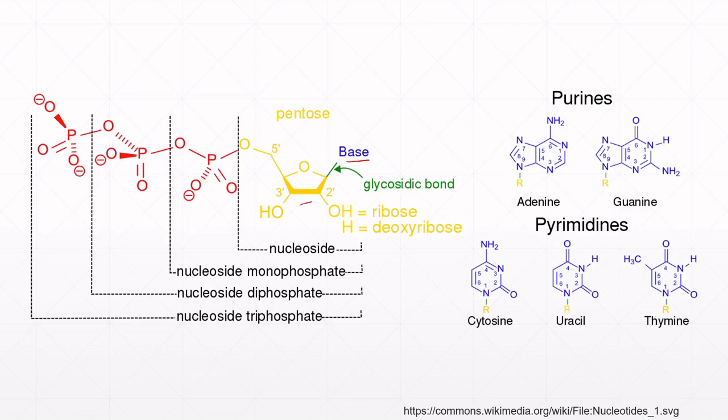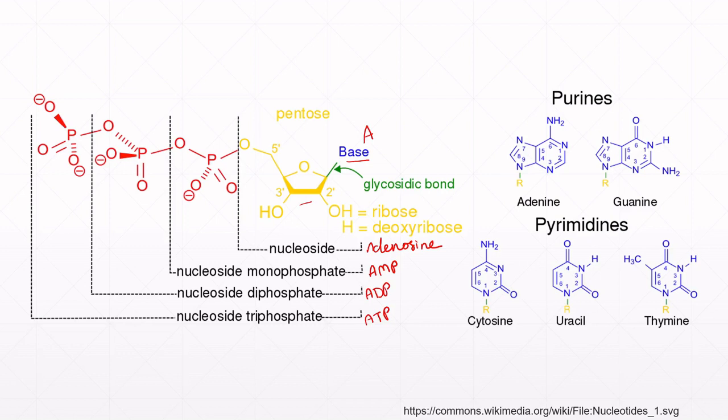For example, if the nitrogenous base is adenine, then the nucleoside is called adenosine. And if there is one phosphate, it is called adenosine monophosphate. If there are two phosphates, it is called adenosine diphosphate. And if there are three phosphates, it is called adenosine triphosphate. This is the same with all types of nitrogenous bases.